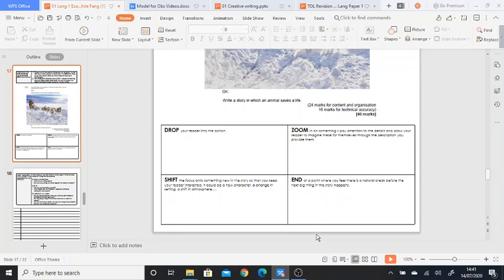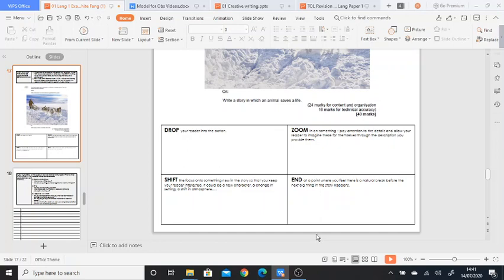If I take you through this, you need to drop your reader into the action. It's the beginning: how are you going to open your story? Are you going to start with some dramatic action? Are you going to describe the setting? Are you going to introduce a character? What are you going to do to drop your reader into the action? Secondly, zoom into something in that image or in that story, and really closely describe it. Here you're picking out something and developing a detailed description.